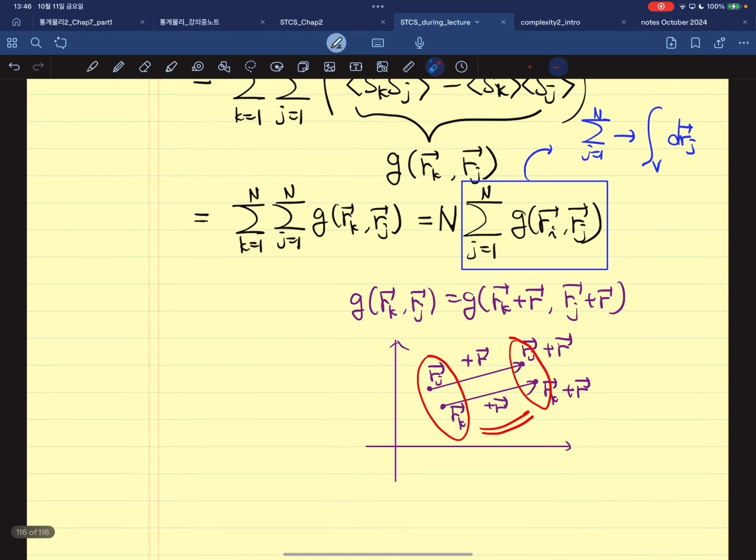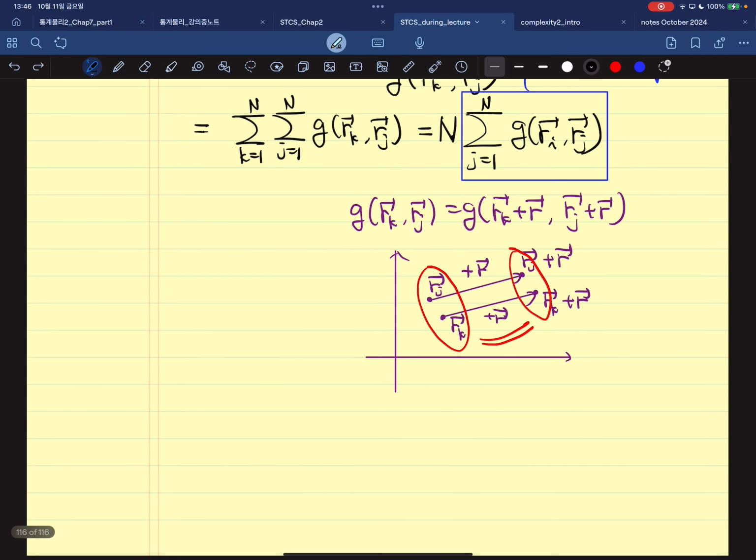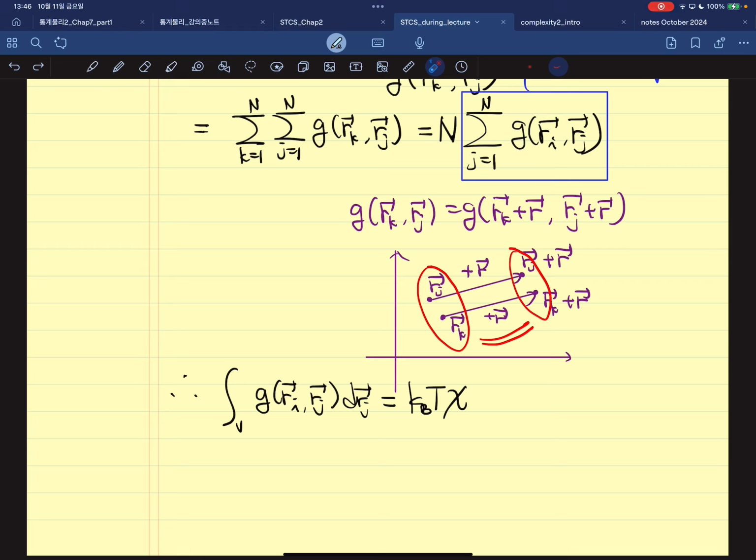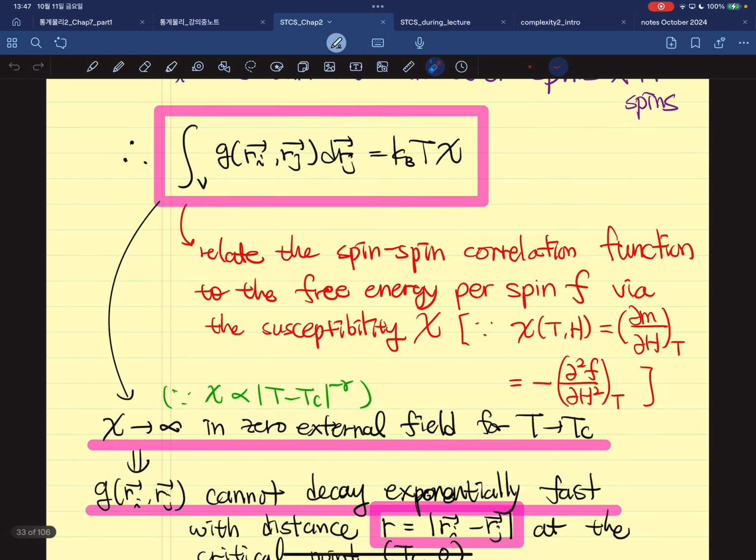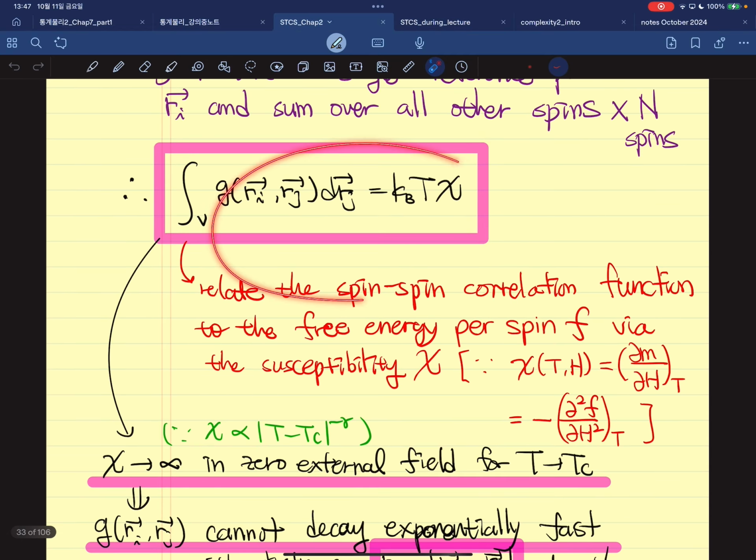So by doing that, the sum or integration of this correlation function over all the possible spin system is just the kBT times susceptibility. So this is a relationship between the correlation function and the susceptibility. That is what this means here.